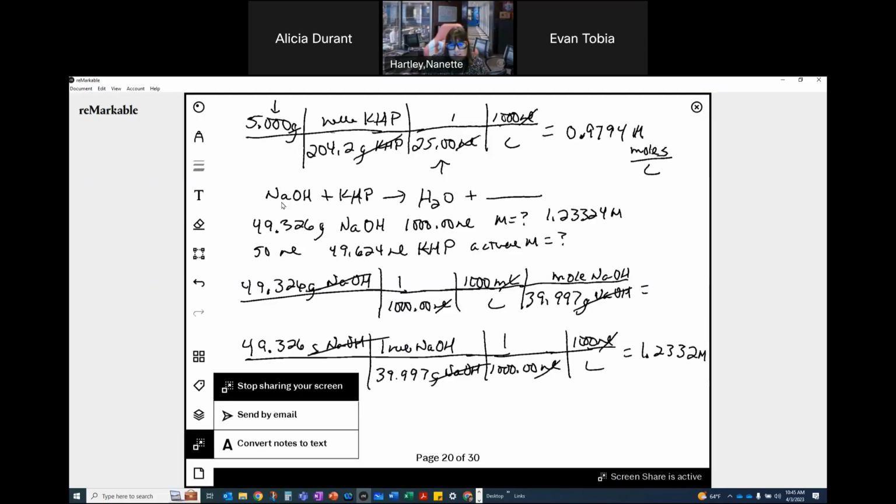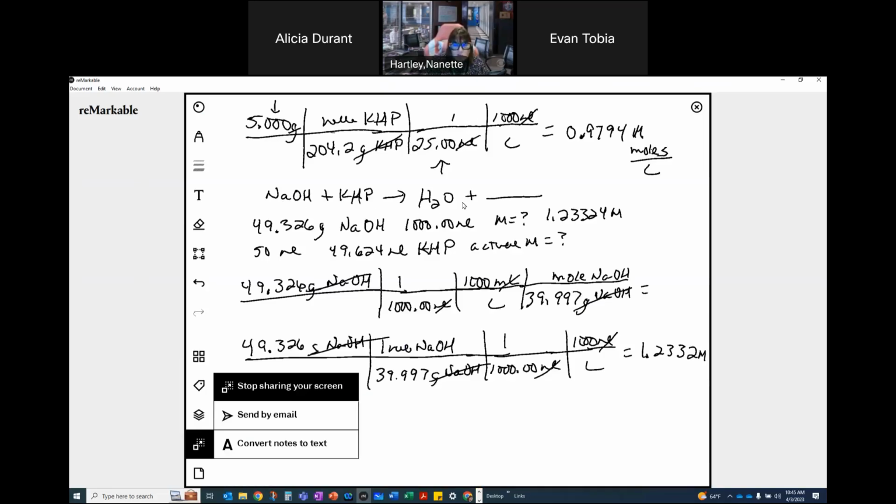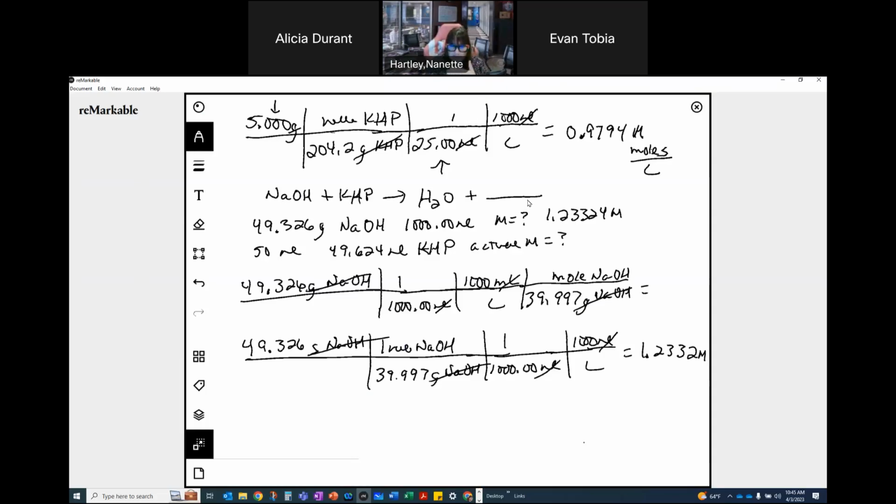So when I write this, I typically write it as NaOH plus KHP goes to water plus something, just to remind me that it's a one-to-one ratio. What I need to know is the volume and the molarity of KHP and the volume of NaOH. I calculated the molarity of the KHP, right? I know that this is 0.9794 molar because I calculated that right there. I am looking for the molarity of the NaOH. That's what I'm trying to find out.